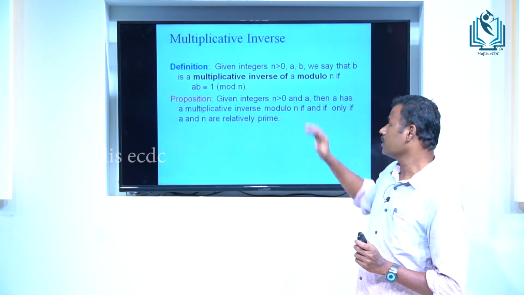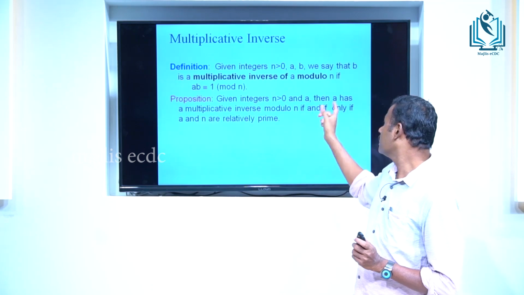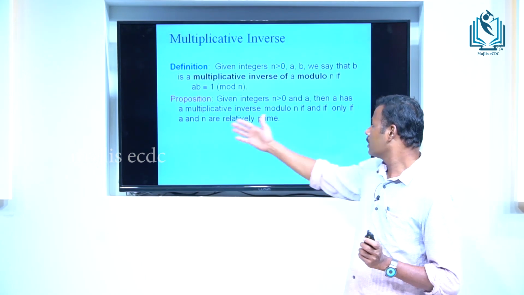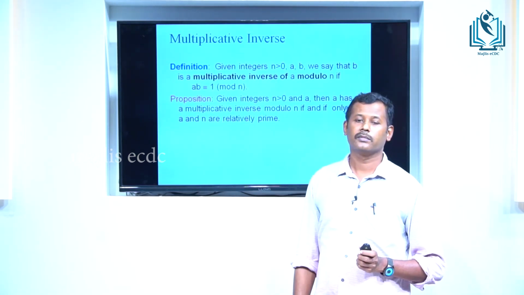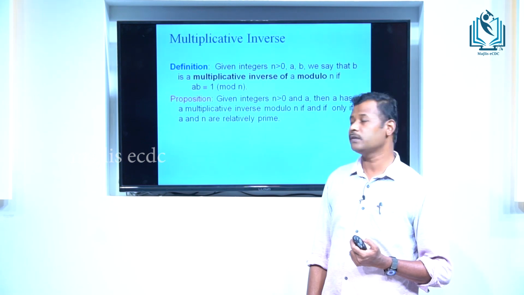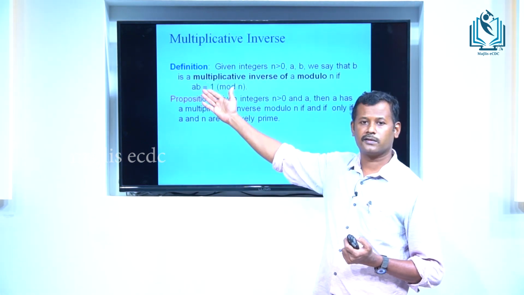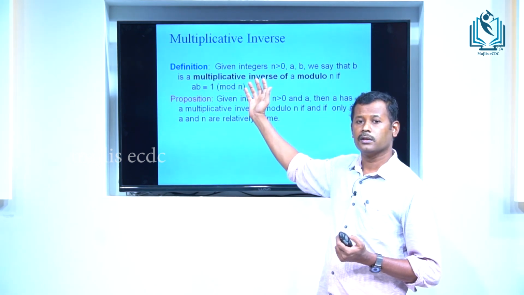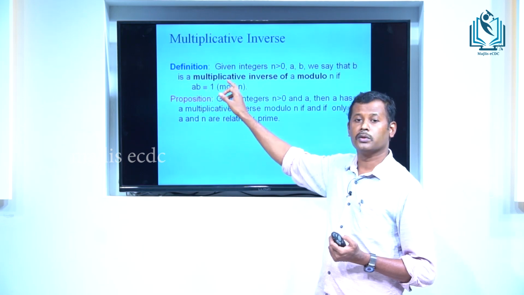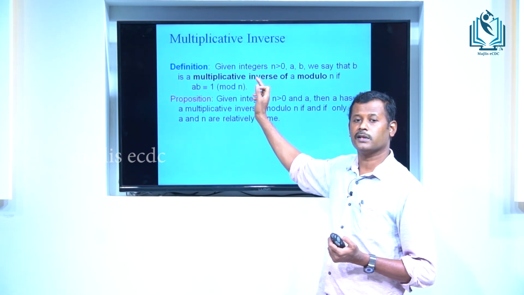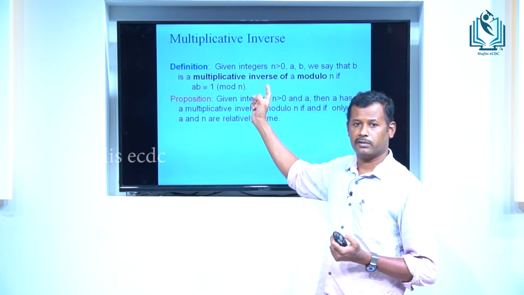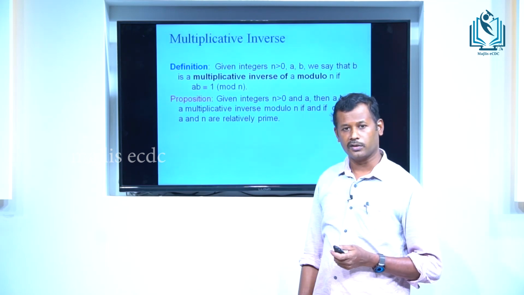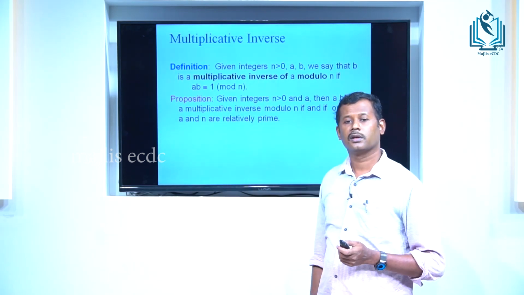Proposition: given integers n greater than 0 and a, then a has a multiplicative inverse modulo n if and only if a and n are relatively prime. That means 12 times 3 is congruent to 1 mod 5. It is clear that the two numbers 12 and 5 are relatively prime. Also 3 and 5 are relatively prime.